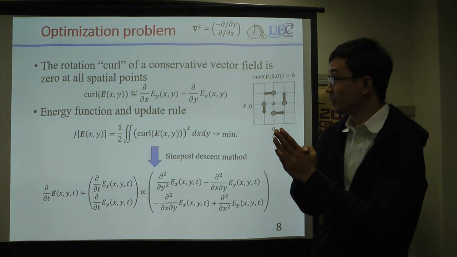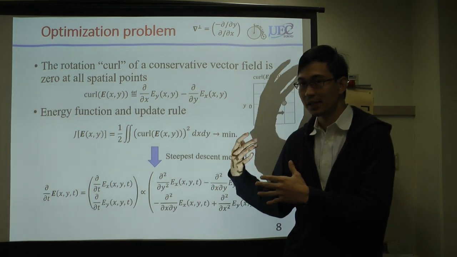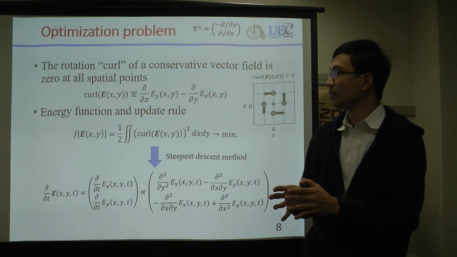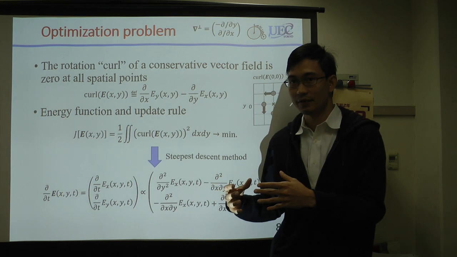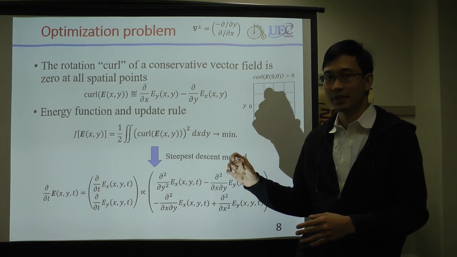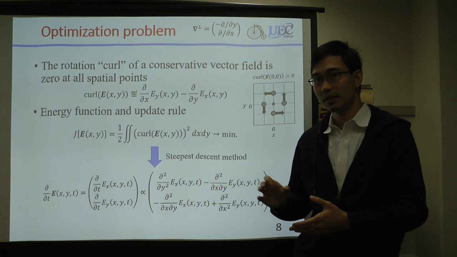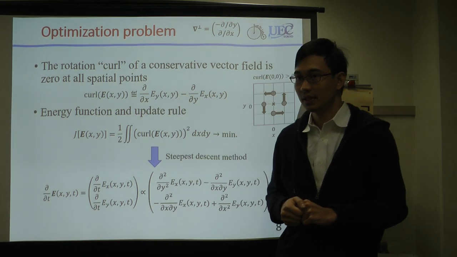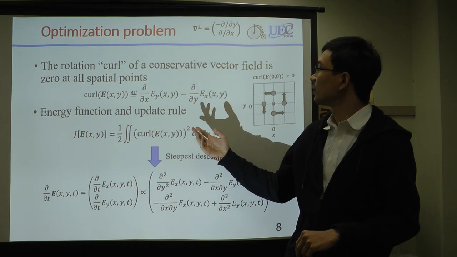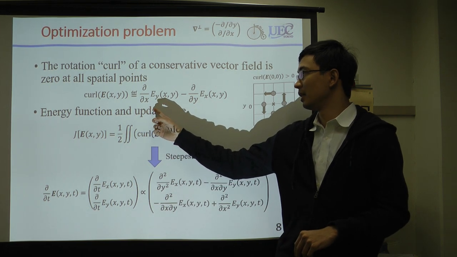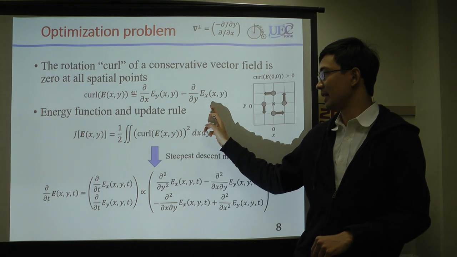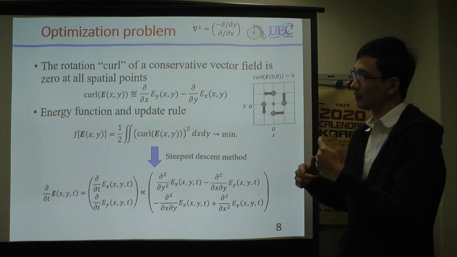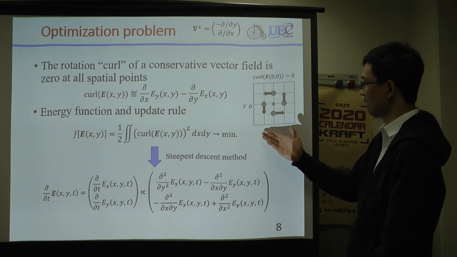All right. So now we have established a possible relationship. Now, how do we solve the equation? For this previous relationship to hold true, the vector has to be a conservative field. And for a conservative field, the rotation or curl of the vector field has to be zero at all spatial points. The equation for curl can be expressed in terms of partial differentiation of its y and x components respectively.